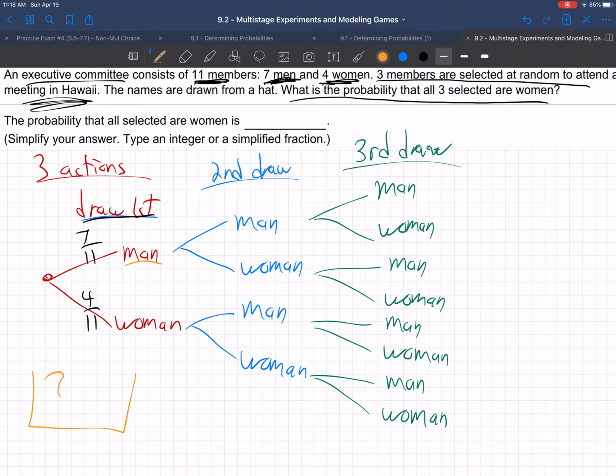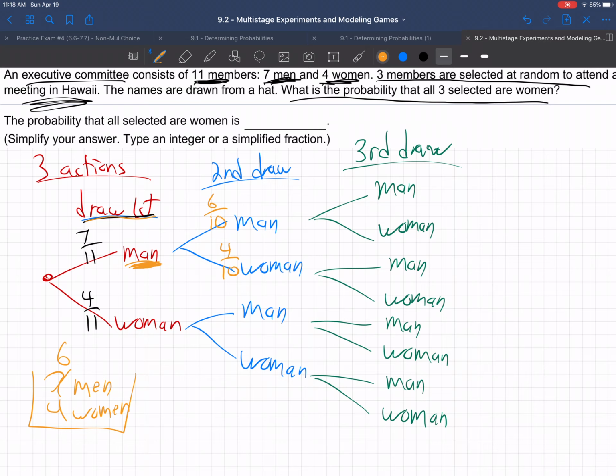So originally there were 7 men and 4 women names in the hat. But if you go this road, that means you got a man out on the first draw. You get the name of a man on the first draw. So that leaves only 6 men names left in the hat for the second draw. So the chance you're going to get a man the second time would be 6 out of 10. And woman would be 4 out of 10 for the second draw if you got a man on the first draw.